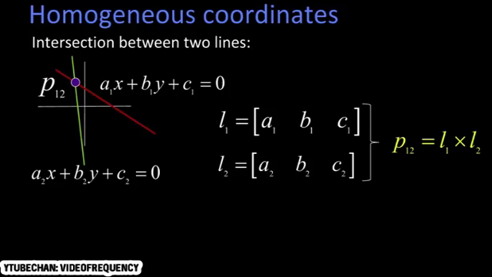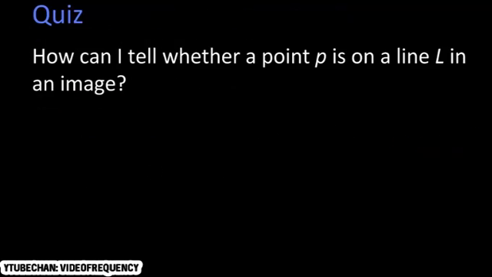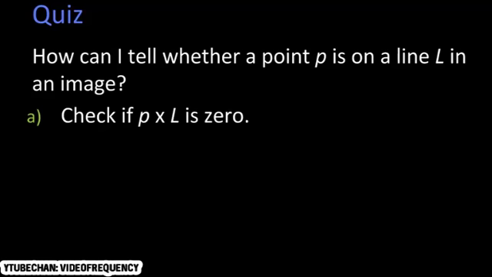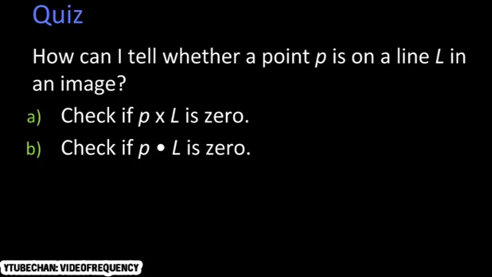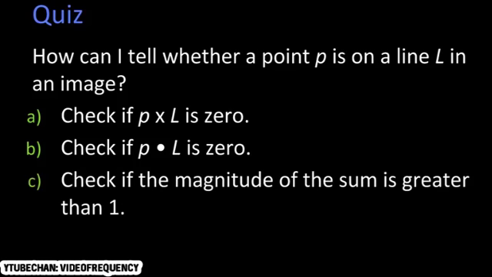Anyway, cool. Here's a quiz. How can I tell whether a point P is on a line L in the image? Okay, so I give you a line and I give you a point. How can I tell? Well, that's easy. A, I can just take the cross product and see if that's 0. Okay. B, no. You want to take the dot product and see if that's 0. C, check, they're both 3 vectors, right? So I can add them and check if the magnitude of the sum is greater than 1.